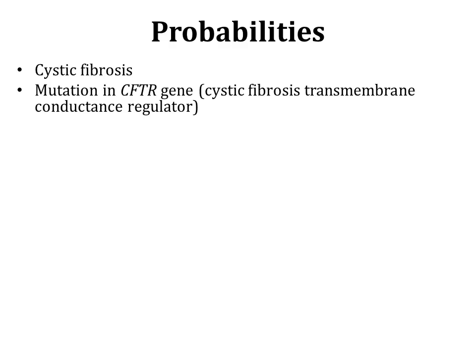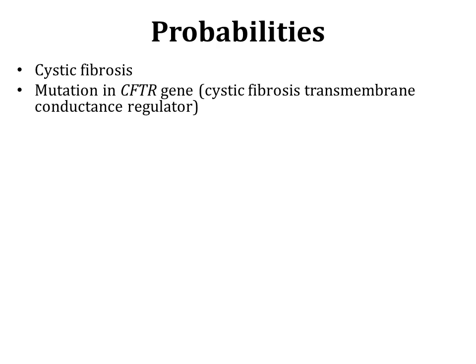Now we start the exercises for the calculation of probabilities, and this exercise is specifically about the calculation of probabilities of different events or different outcomes. So starting with the example of cystic fibrosis, which is a human disease caused by mutation in the CFTR gene, the cystic fibrosis transmembrane conductance regulator.